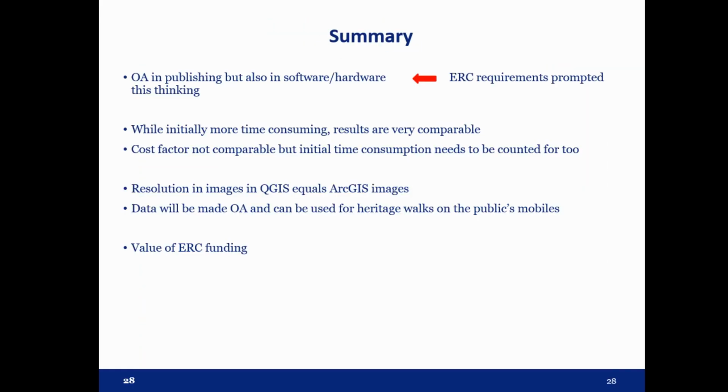And that actually summarizes the overall presentation. Open access in publications is of course a requirement, and we follow that in every respect. But we believe that we also have an option of using FOSS in making data open access as well. And it's actually the ERC project that prompted us in such thinking, because there was the possibility and the space to do so. Of course, while it's initially more time consuming, the results are very comparable between ArcGIS and QGIS as far as we can see for the time being.